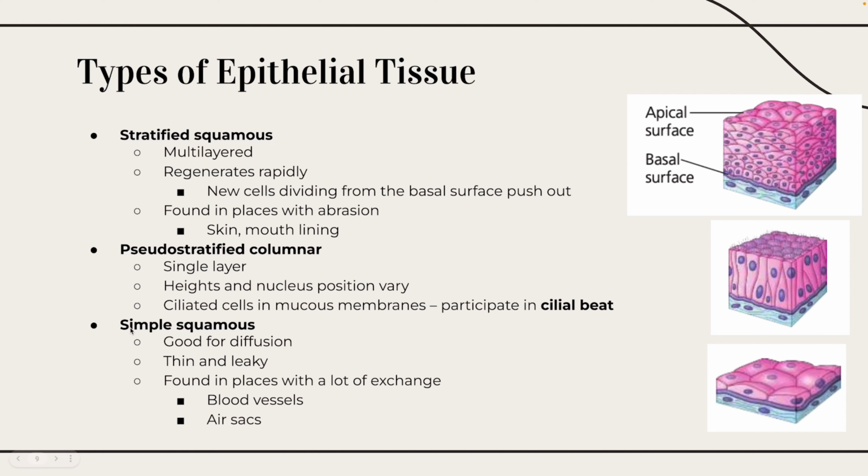So there's also simple squamous epithelial tissue, and this is good for diffusion because you have one layer of cells, squamous cells, which are these kind of round ones, by the way. Columnar are kind of these blocky ones. So simple squamous is very good for diffusion because you only got one layer and it's very thin and leaky. You're going to find these in places with a lot of exchange, like blood vessels and air sacs, because for blood vessels, you need to exchange oxygen, nutrients, waste products. Air sacs, you need to exchange oxygen, carbon dioxide.